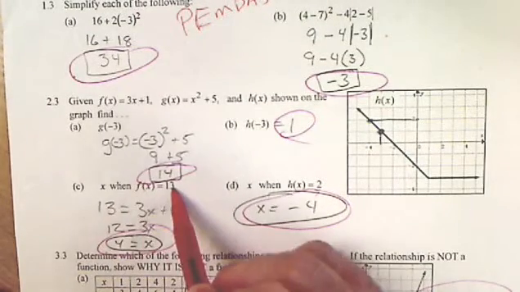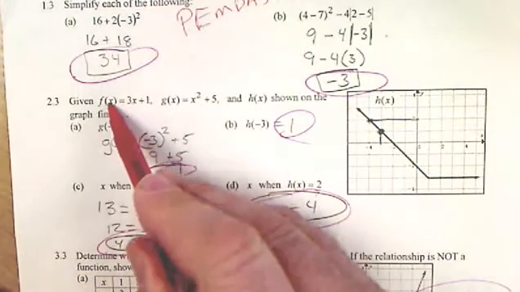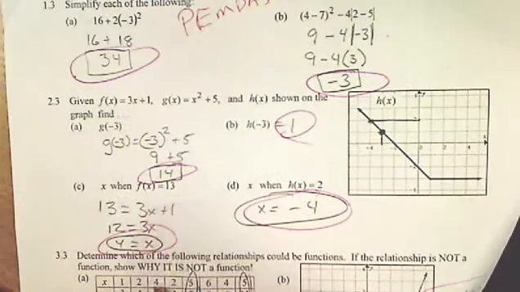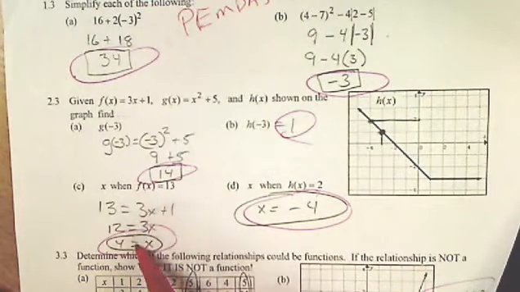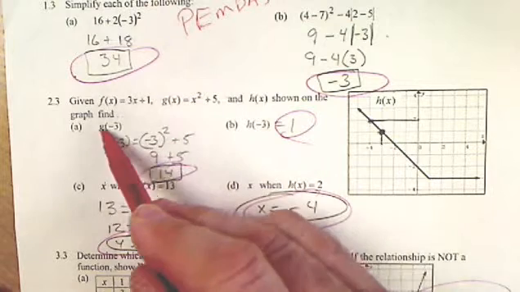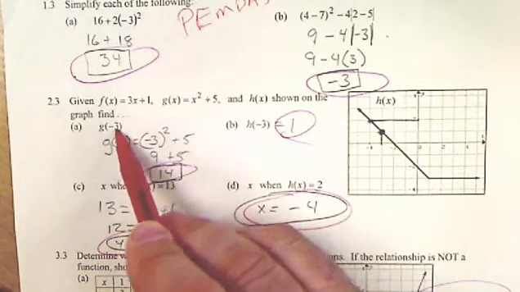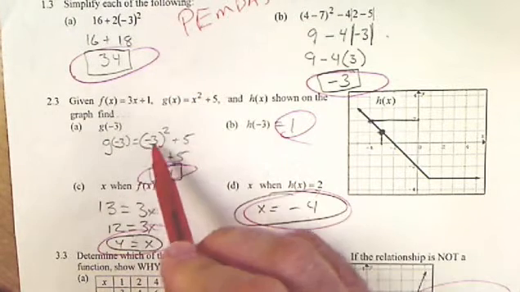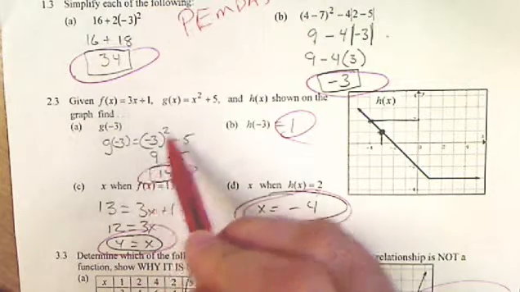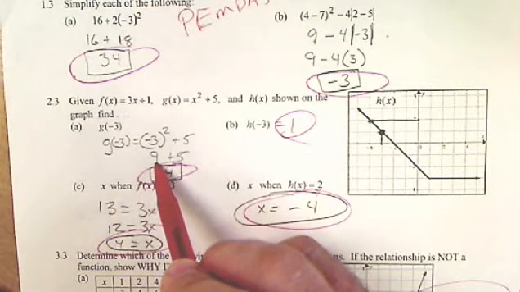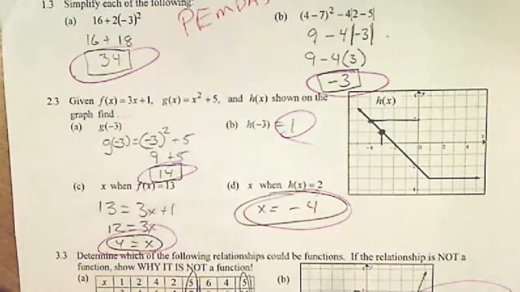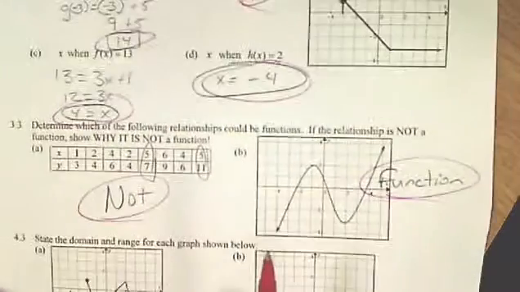F of x is equal to 13, so you plug 13 in for the x, and then you just solve and you get 4. G of -3 means you're plugging in -3 for the x. Don't forget to put parentheses around it. So when you square a -3, you end up with 9, and then add them together.